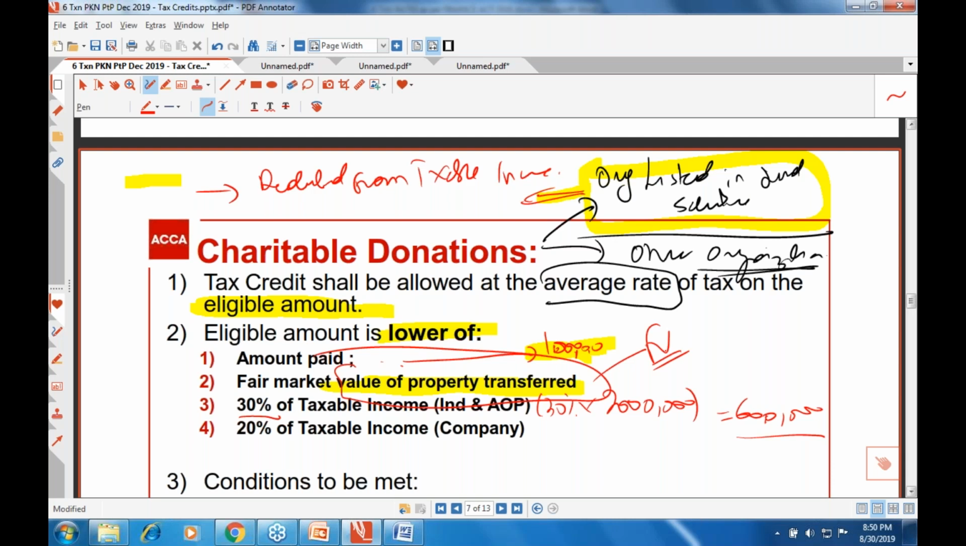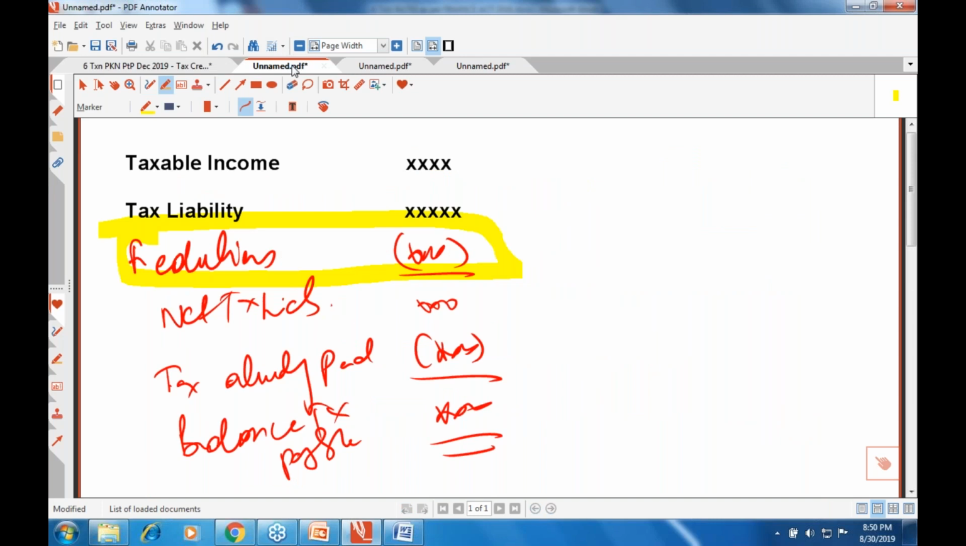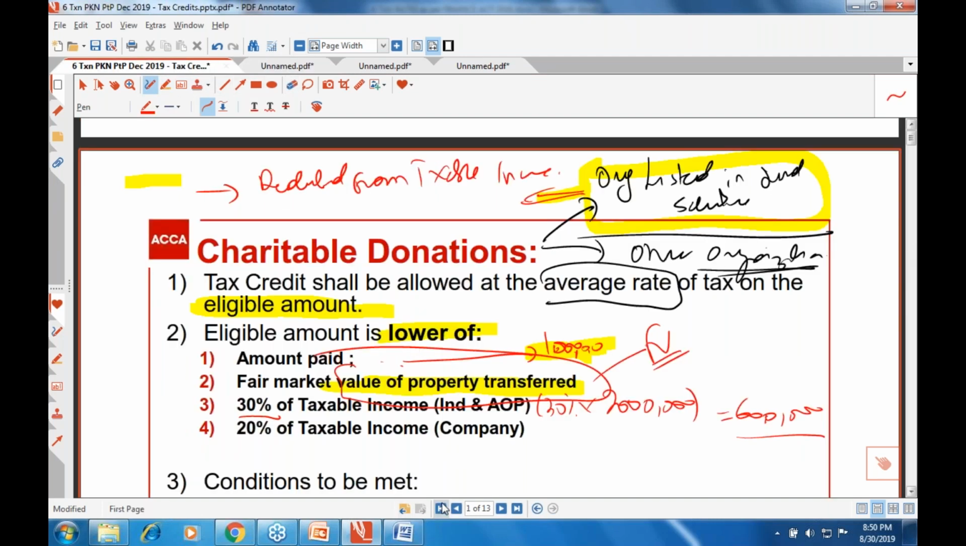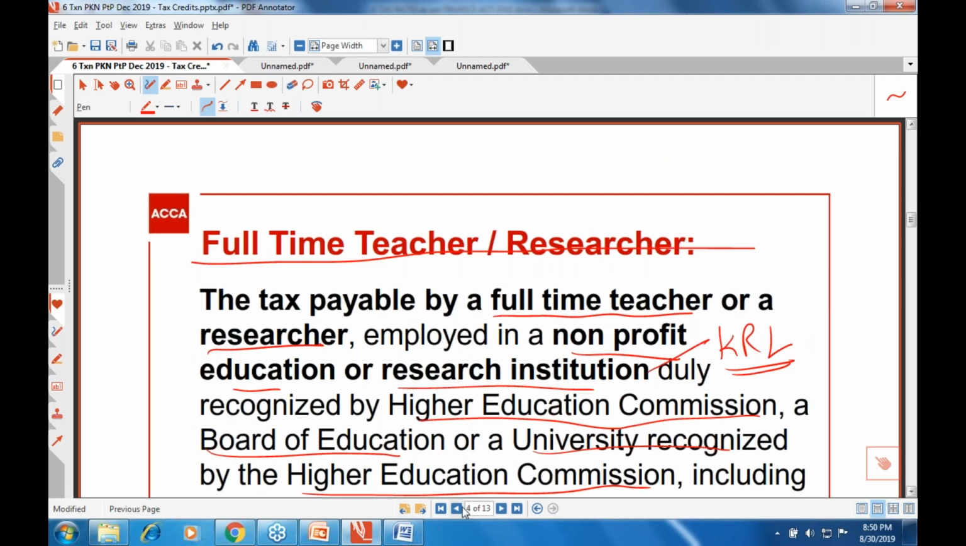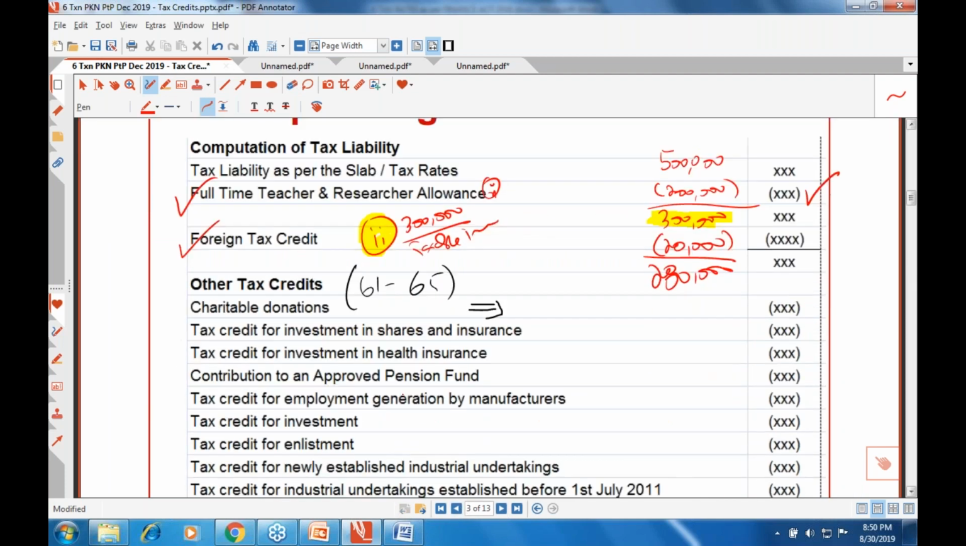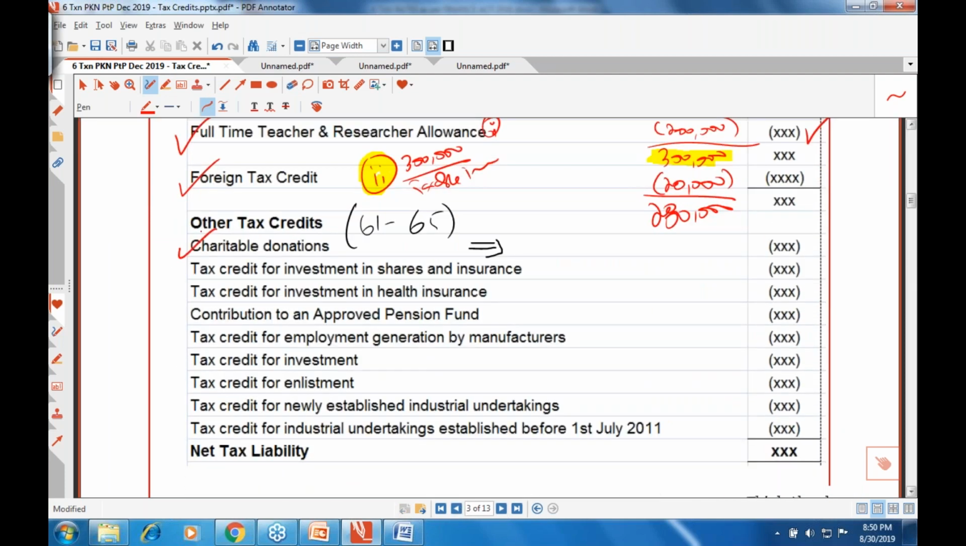Okay, now let's move a bit forward and discuss further. What is next? The next situation is that we have discussed this specific tax credit, and how the charitable donations are computed. Now let's understand tax credit for investment in shares and insurance.